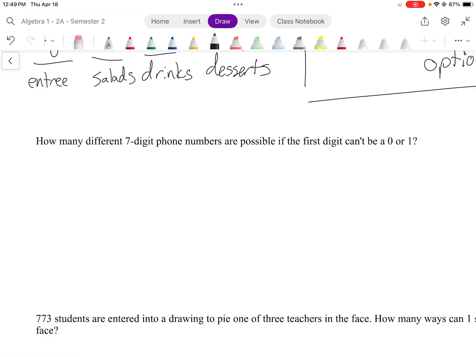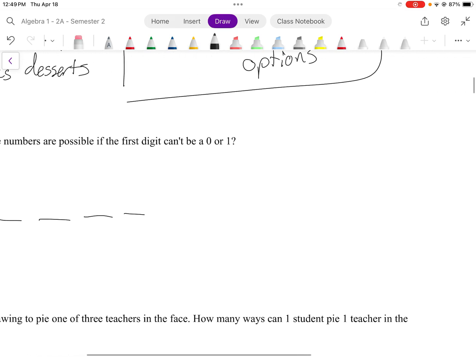For this next one, how many different 7-digit phone numbers are possible? Well, there's 1, 2, 3, 4, 5, 6, 7 digits, right? I'm not going to write first, second, third, fourth, but you get the idea. The key part is we have to know how many possible digits there are. So off to the side here, normally people count off 1, 2, 3, 4, 5, 6, 7, 8, 9, which is correct, but there's also 0.